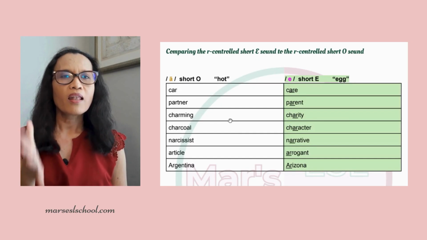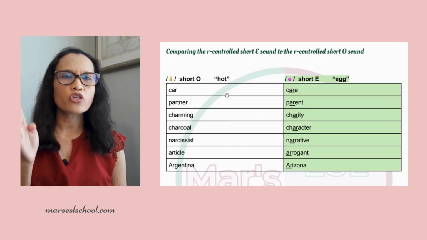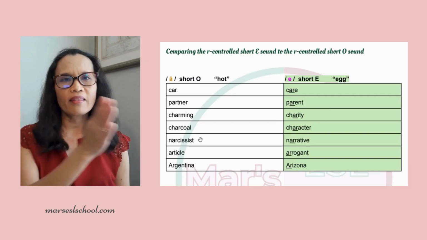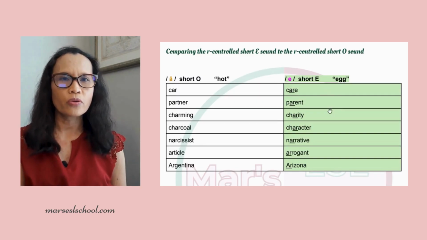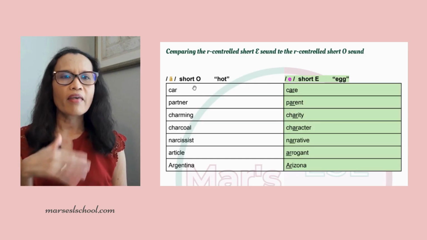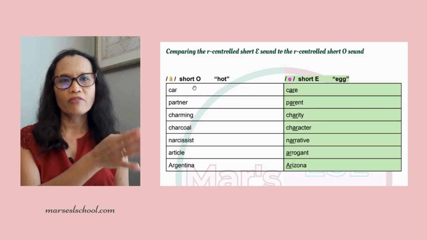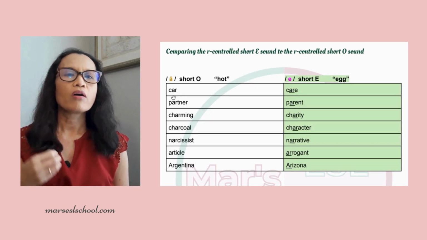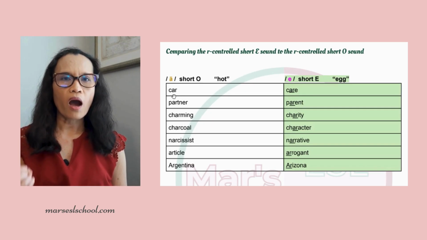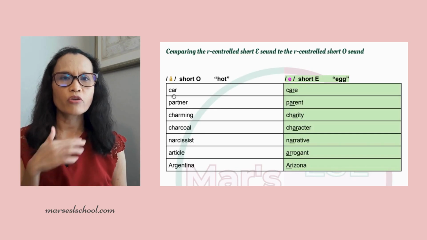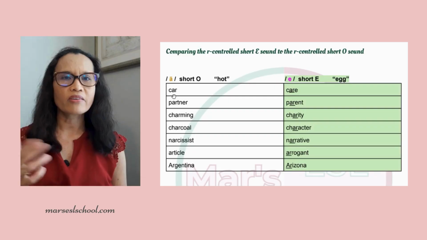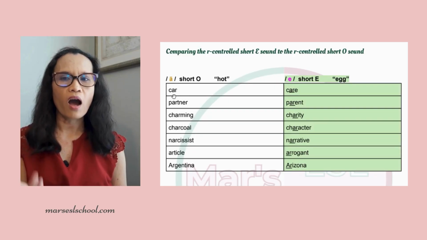the lips, let's read our example. So we'll do one sound first and then the other sound. So let's do the R-controlled short O examples, and then we'll do the R-controlled short E examples from the other side. So short O, it's a relaxed vowel sound. You drop your jaw a lot. It's the letter O in the word hot, hot.